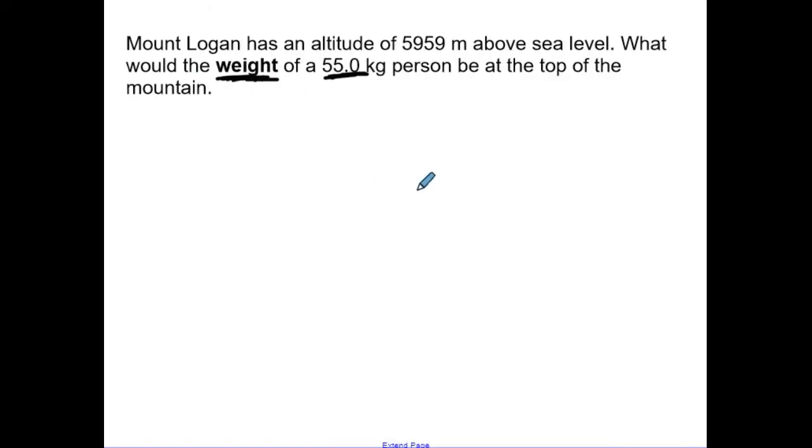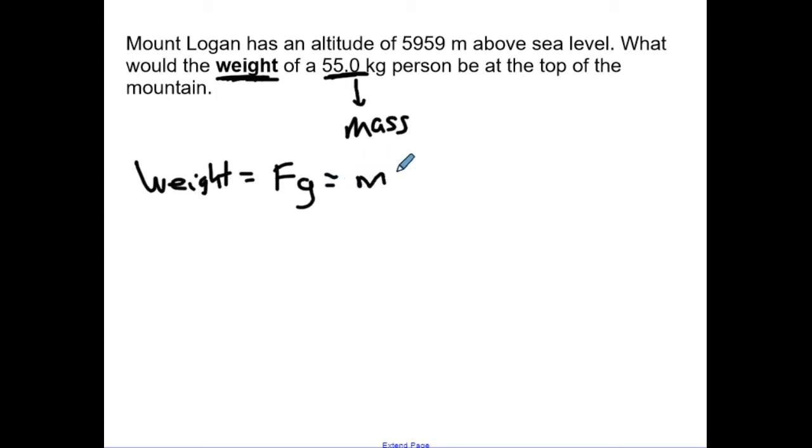So if I can go back right here, if I ask you how much something weighs on the top of Mount Logan, this number right here is actually its mass. Its weight. What I'm really doing in a fancy way is asking you, what is the force of gravity acting on this thing? Now you might think, well, hey, why can't I just use the formula for the force of gravity? Mass times gravity. Why can't we just take 55 times 9.81?